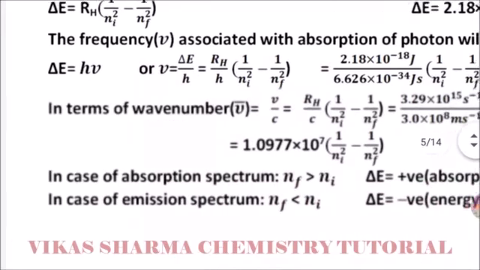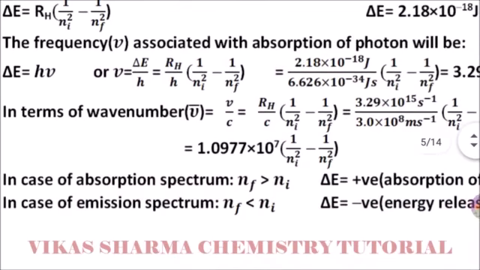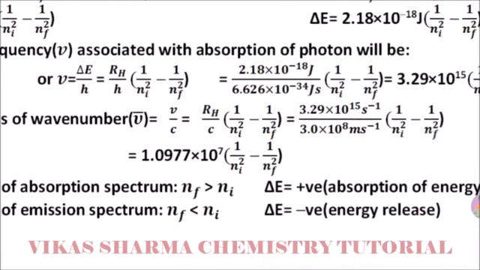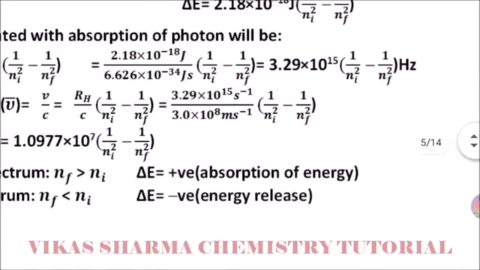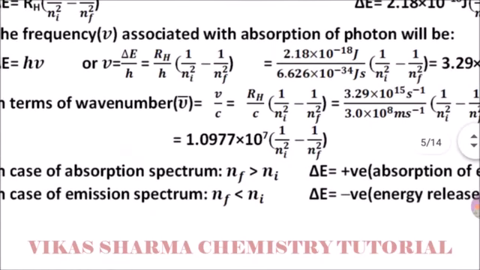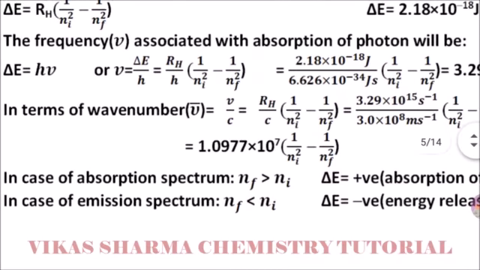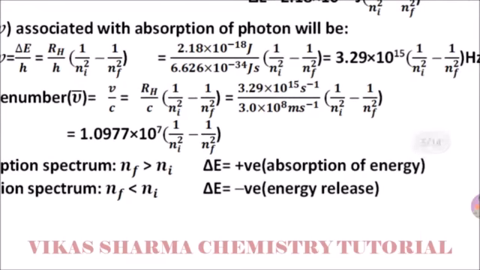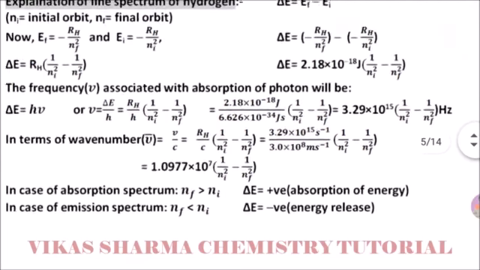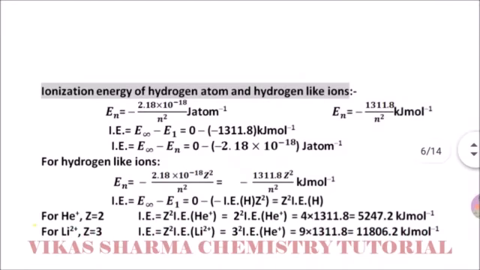So in the case of an absorption spectrum, NF is always greater than Ni, which means delta E is positive, which means absorption of energy. So the final shell is greater than the initial shell's orbit. In the case of an emission spectrum, NF is smaller than Ni, which means delta E is negative, which means energy is released. So you use this formula.